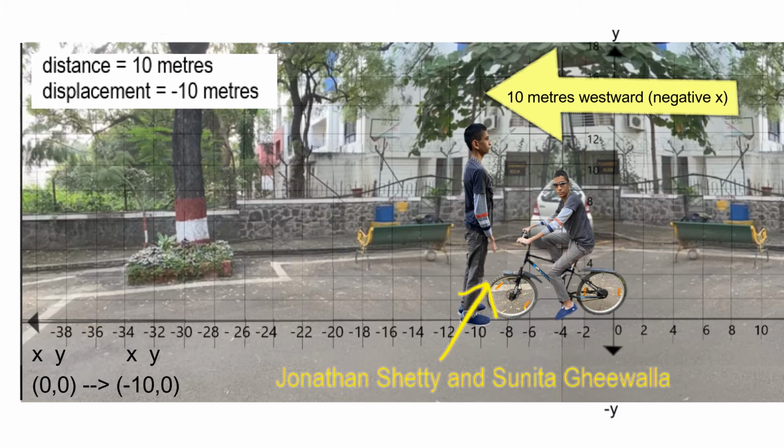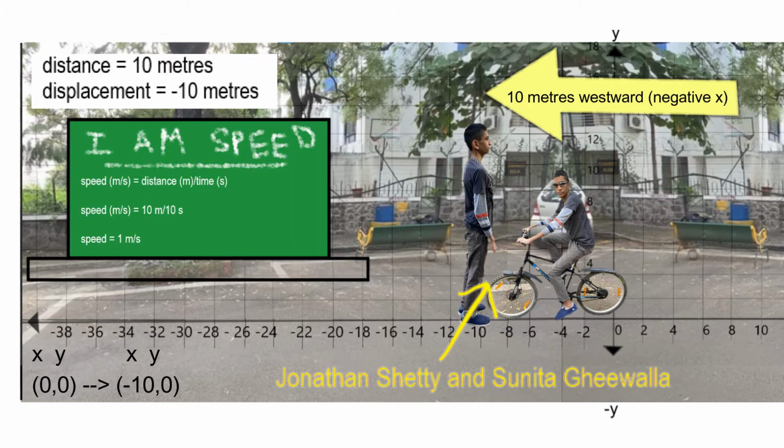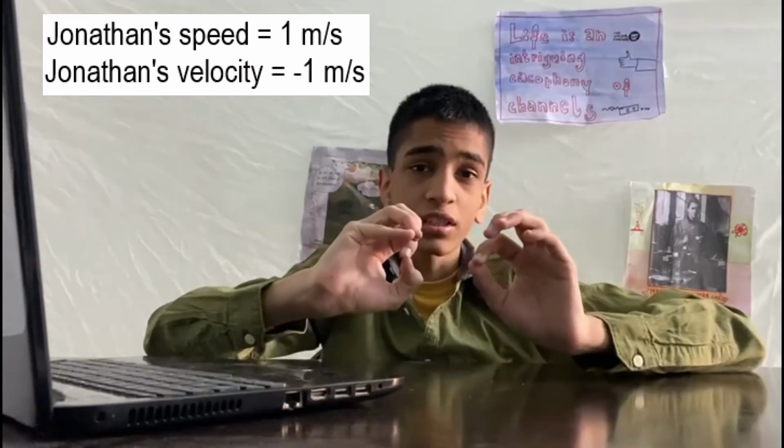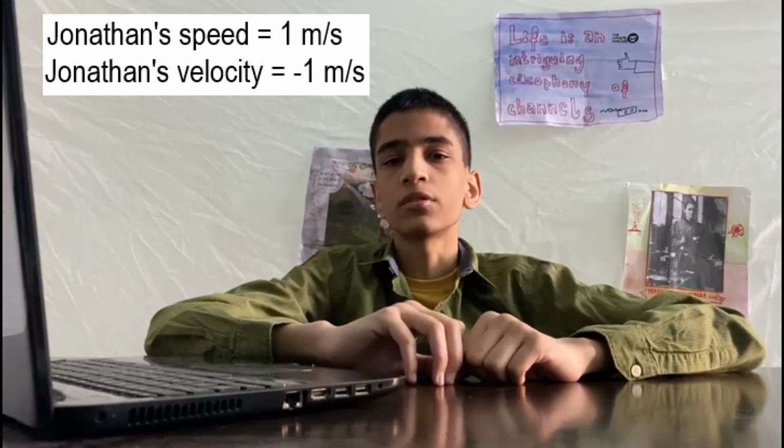Jonathan Shetty covered a distance of 10 meters in 10 seconds. Plug those values into this equation and you'll get that he traveled at a speed of 1 meter per second. However, his velocity was minus 1 meters per second.